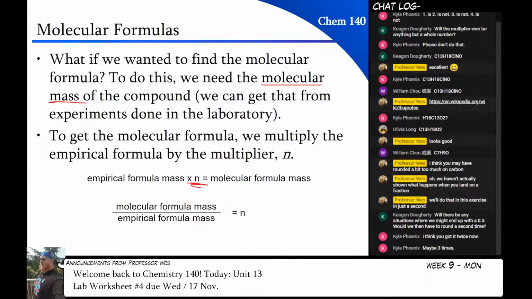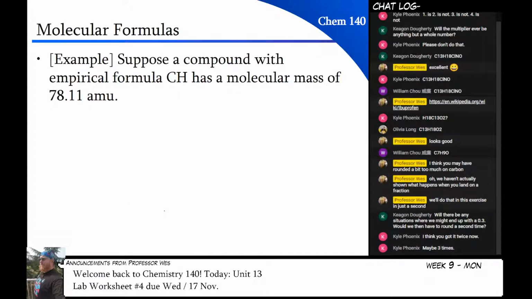So let's do an example here. Let's suppose that I find the empirical formula of a compound. I do all of the stuff that we just did earlier today, and the result that I got was this, CH. And then I learned that if I put this substance into a mass spectrometer to weigh it, it weighs this, 78.11 AMU, or grams per mole. It's the same thing.